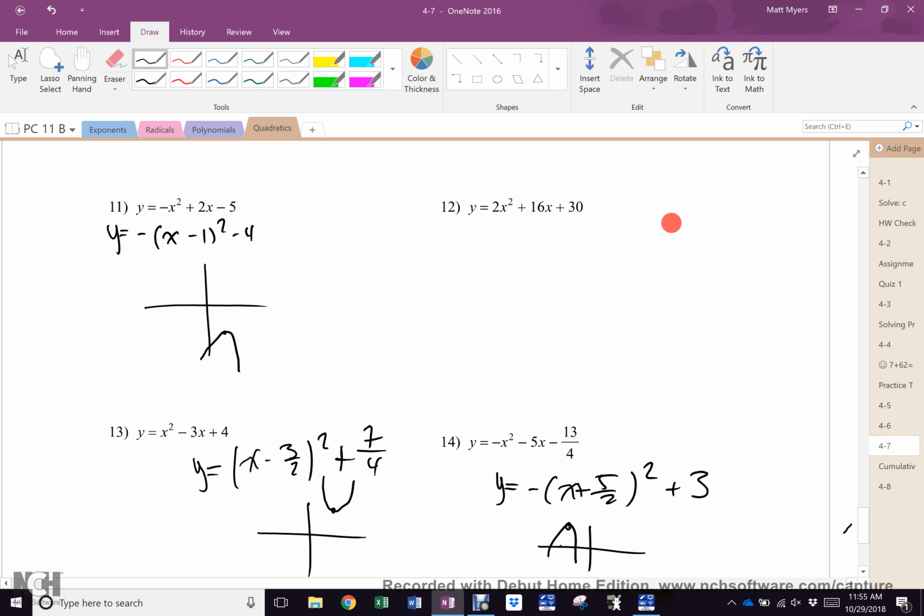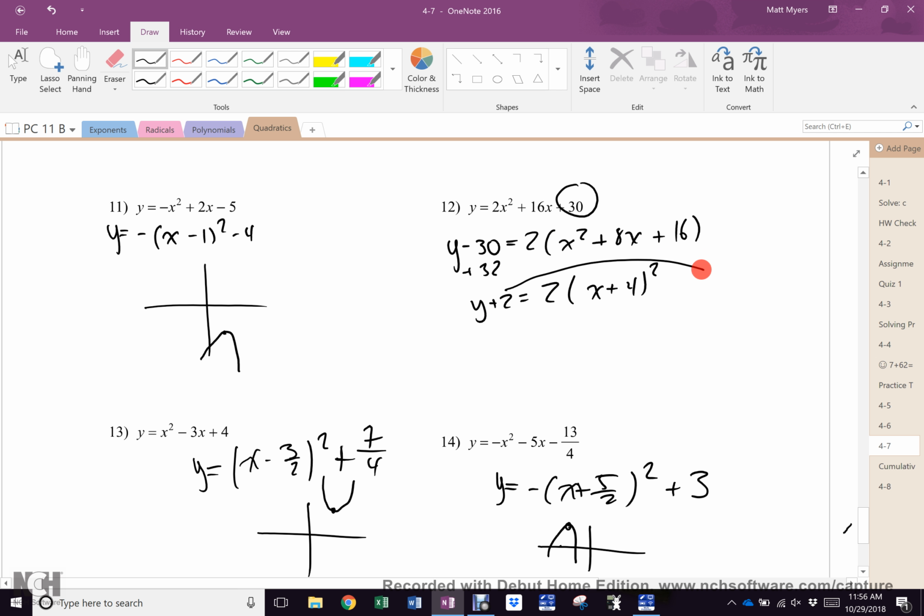So, 12, excuse me, I like to get rid of this, right? Because it just messes me up. So y minus 30 equals, now I don't want to complete the square there because I don't like a 2 at the front, so I take the 2 out. X squared plus 8x. What's half of 8? 4. What's 4 squared? 16. So I've now added 32 to this side. So what do I add to this side? Plus 32. So that's y plus 2 equals 2 times x plus 4 squared. Bring that over. Y equals 2 times x plus 4 squared minus 2.